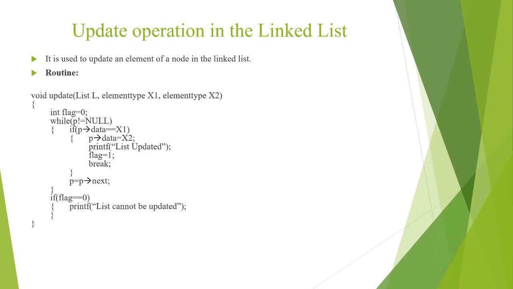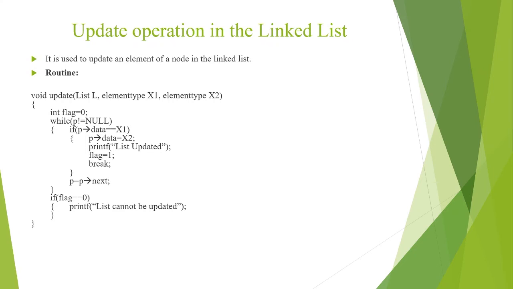A while loop is used to check each node's element value. If P, that is a node, is not equal to null, P's data will be checked. If it is equal to input x1, then data should be replaced as x2 and a statement "list updated" should be printed on the screen. And flag will be set as 1 and there is no need to check another value in the list. So we will break the loop using the break statement.